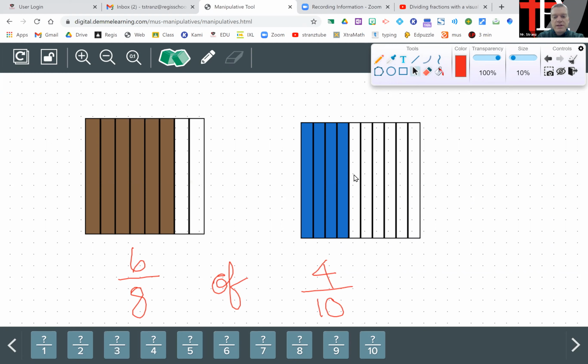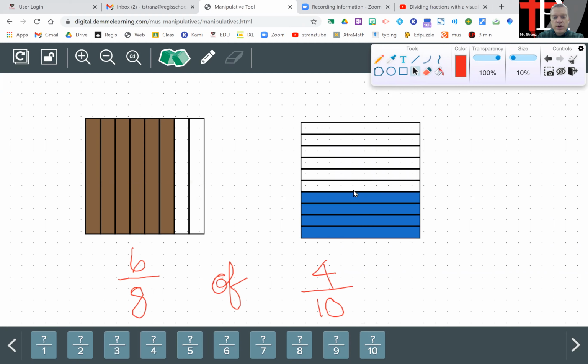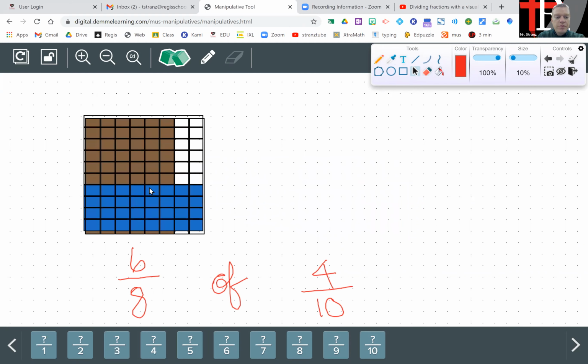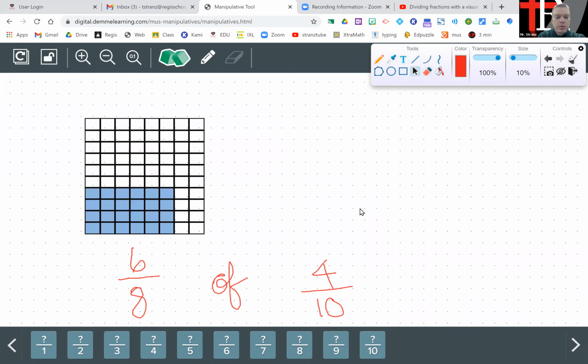All right, we're going to multiply this together. So I'm going to turn my 4/10 sideways and put it on top of my 6/8. It's going to multiply. Okay, and how many shaded in do we have now? Well, we've got 1, 2, 3, 4, 5, 6 across the top, and 1, 2, 3, 4 going down. So 6 times 4 is going to be 24. So we have 24 shaded in.